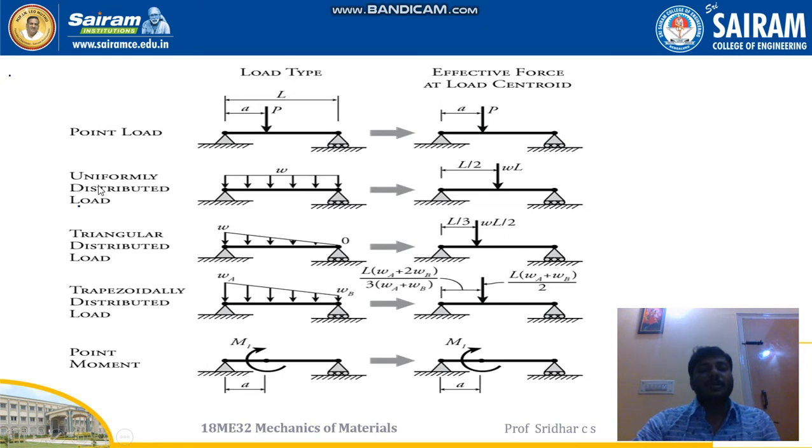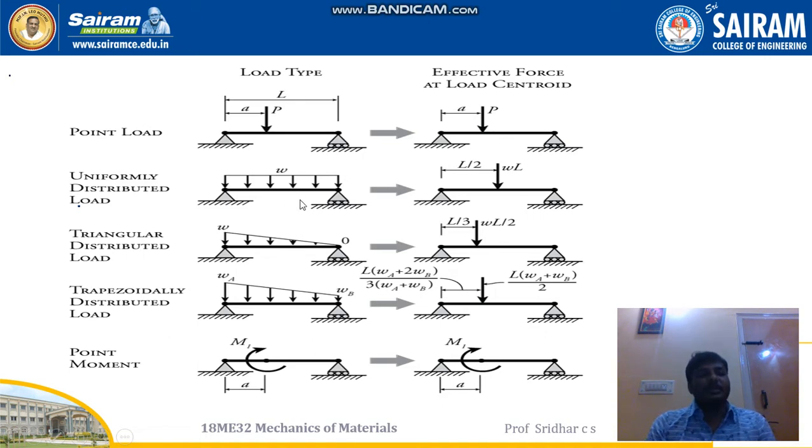So next one is the uniformly distributed load, or what we call an equally distributed load, where you can see this is a beam with one end fixed and the other end on a roller support. So now the load is entirely distributed, or equally distributed, on this beam.